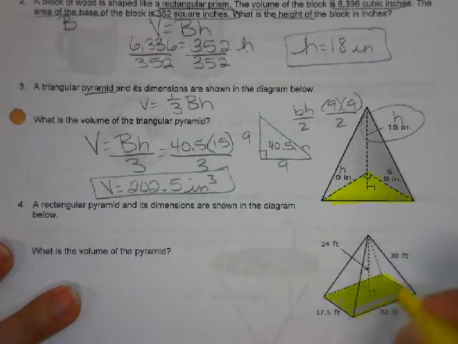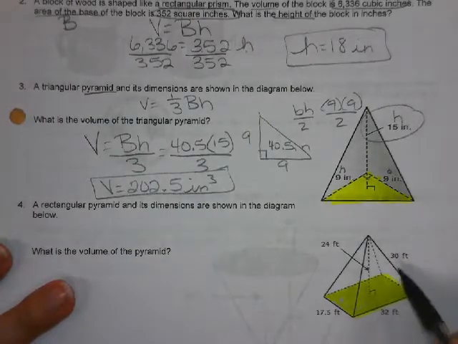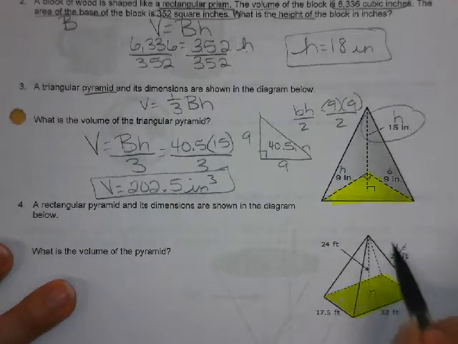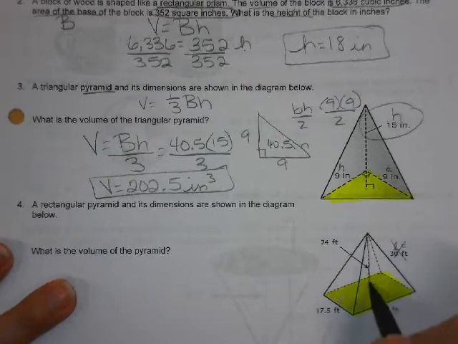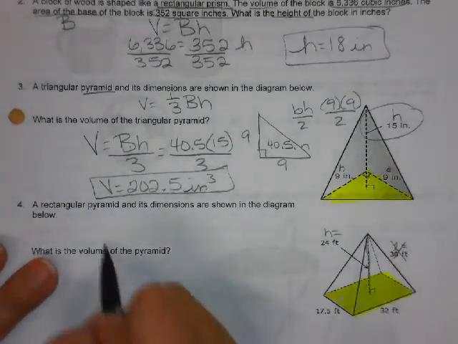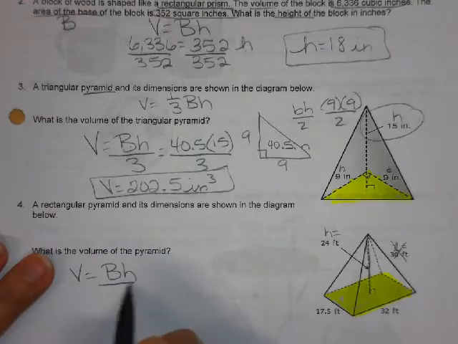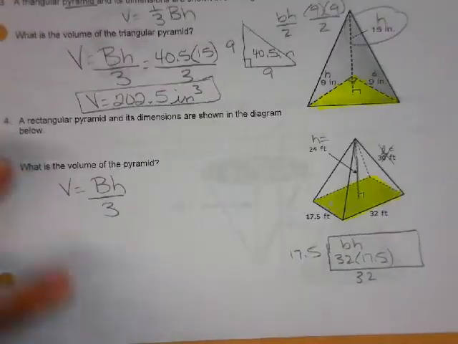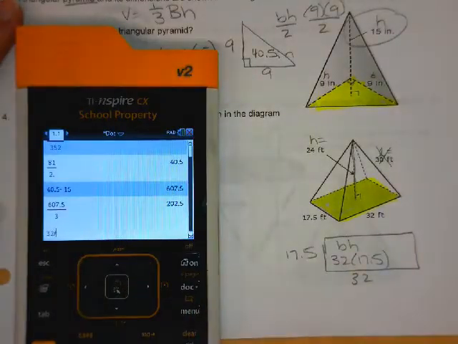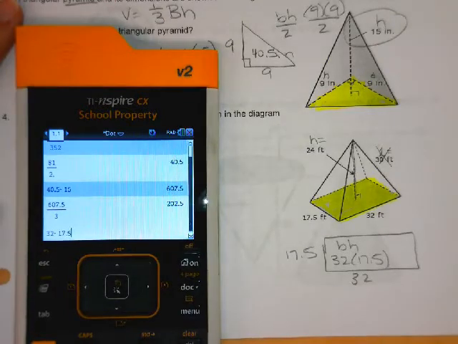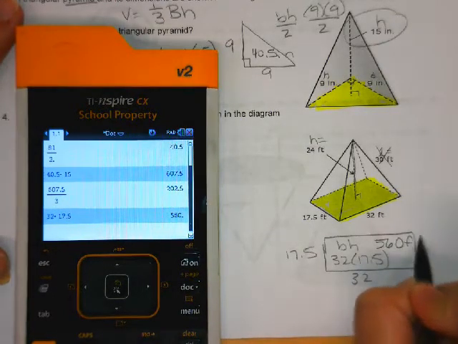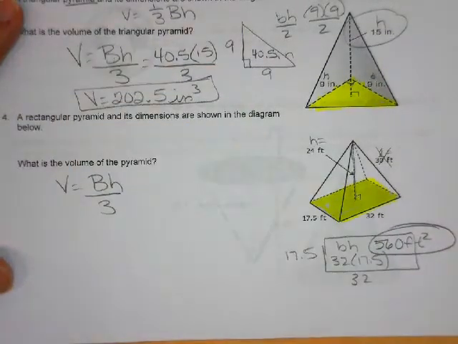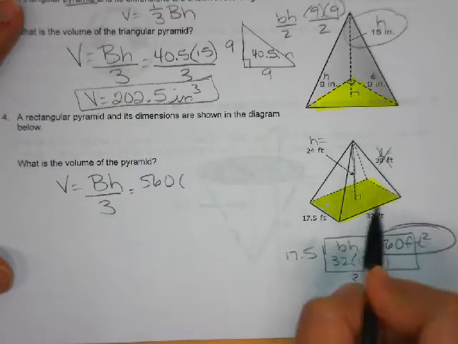This one is a rectangular pyramid. Now this one actually has that slant height we talked about. We don't need that. Remember, the height of your pyramid is going to be straight up and down. So this is still big BH divided by 3. Here's my big B, 17.5 and 32. So this is just base times height. I'm sorry, I moved it up a little bit. 32 times 17.5. So this is 560 feet squared for big B. 560, and then we already talked about our height.